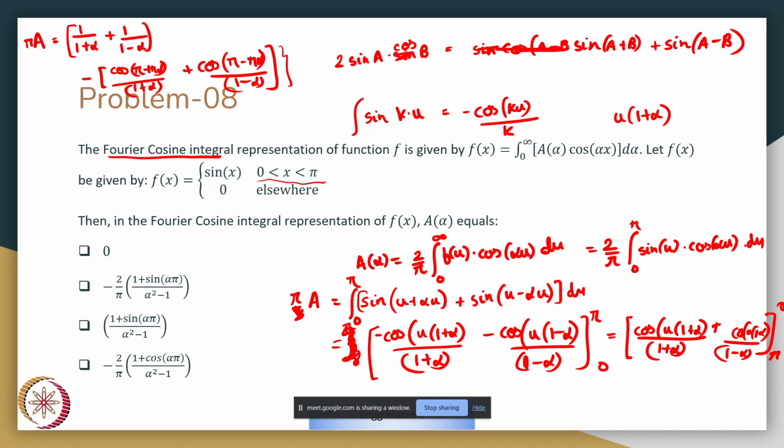So we have to calculate this term. I'll use one of the blank sheets at the end. So I've got cos of pi times (1 plus alpha) upon (1 plus alpha) plus cos of pi times (1 minus alpha) upon (1 minus alpha). Now this is essentially cos of a plus b, so pi plus pi alpha, and this is cos of a minus b, so pi minus pi alpha.